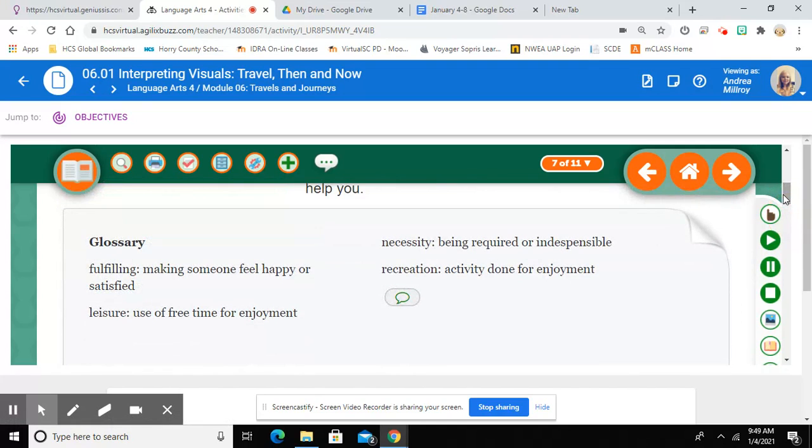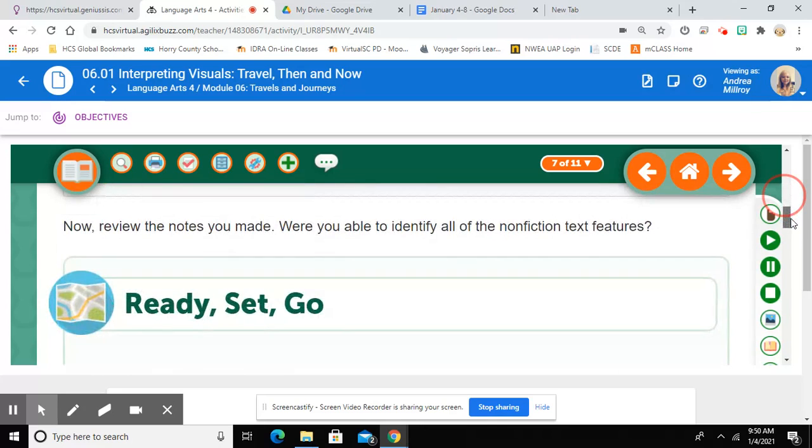Here's the glossary for this story. Fulfilling: making someone feel happy or satisfied. Leisure: use of free time for enjoyment. Necessity: being required or indispensable. And recreation: activity done for enjoyment.